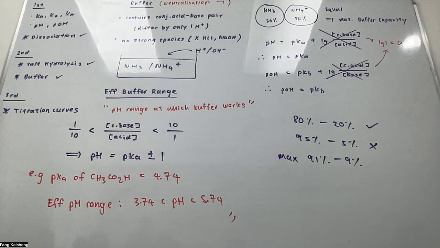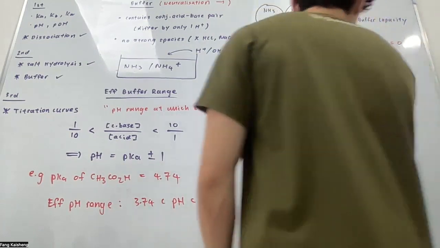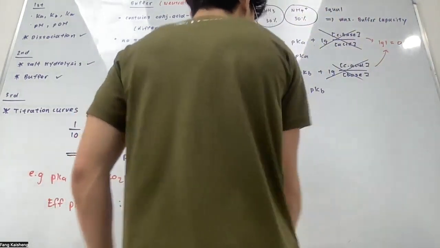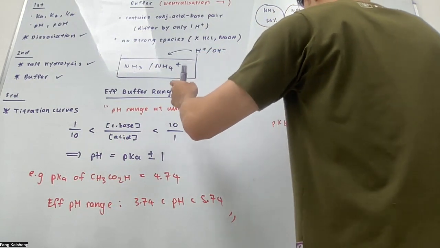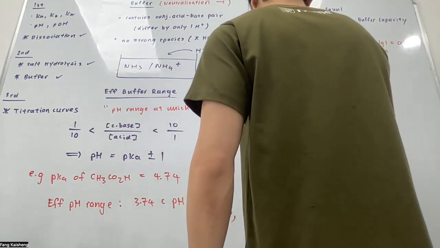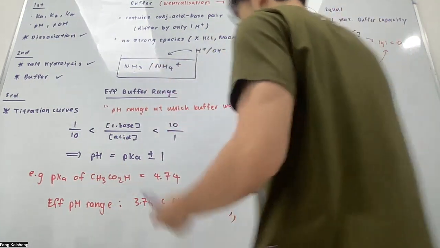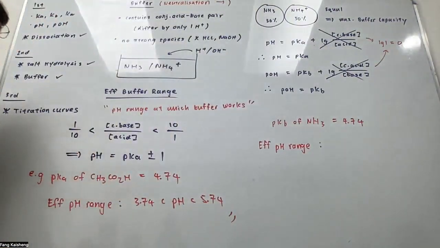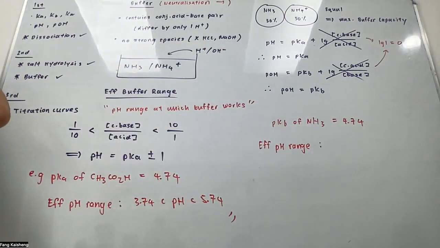Okay, good. We have another example. Let me give you another example here. The pKb, right there. We look at NH3. The pKb of NH3 is also 4.74. Can someone tell me what's the effective pH range of this buffer? Come, tell me this. NH3, the pKb is 4.74.